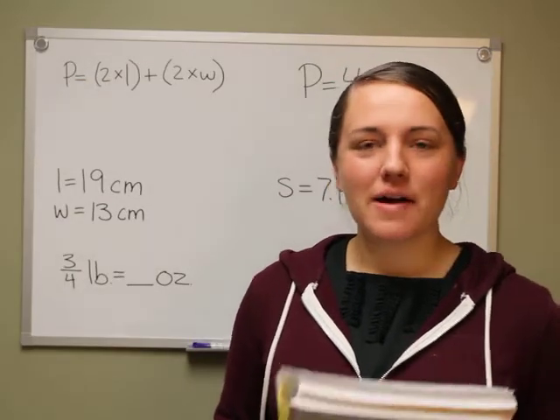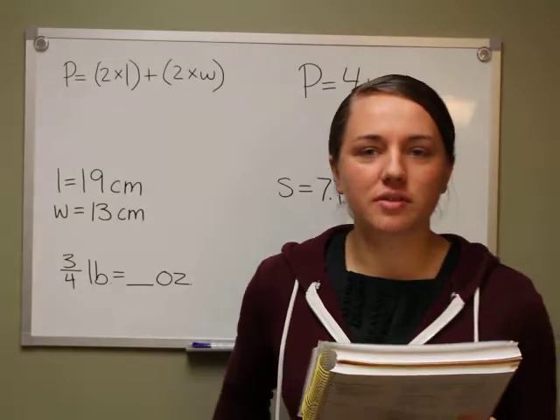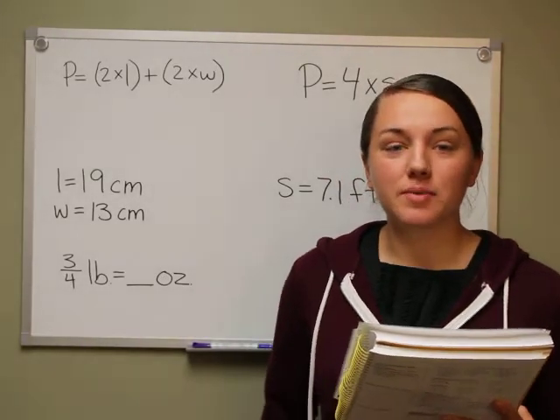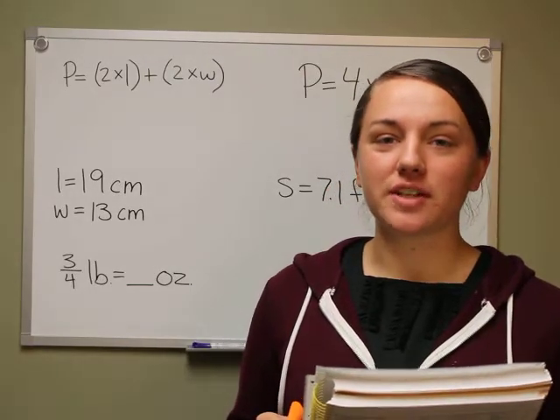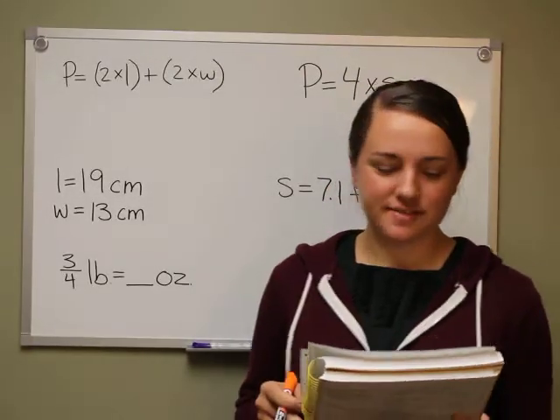Next one. Mount Zion Church has 100 members. 25% of the members are children. How many members are children? 25.